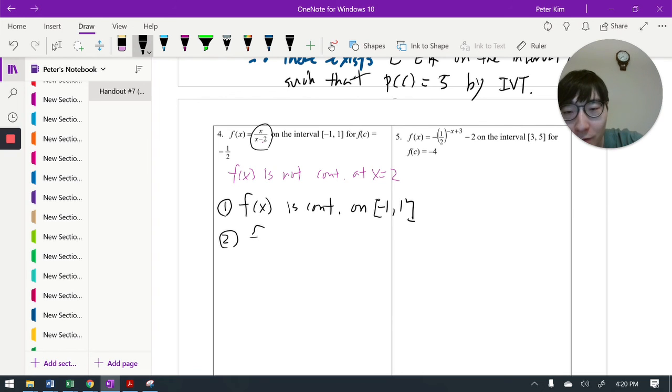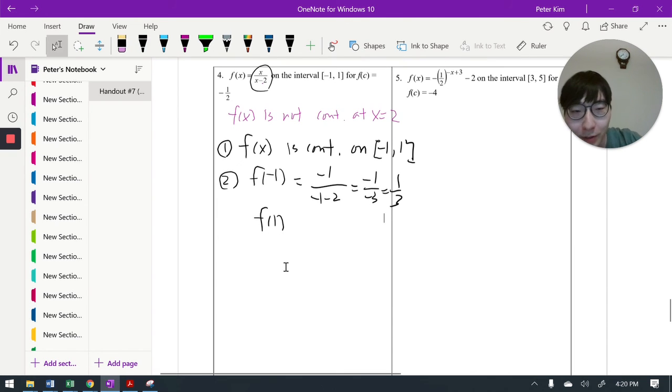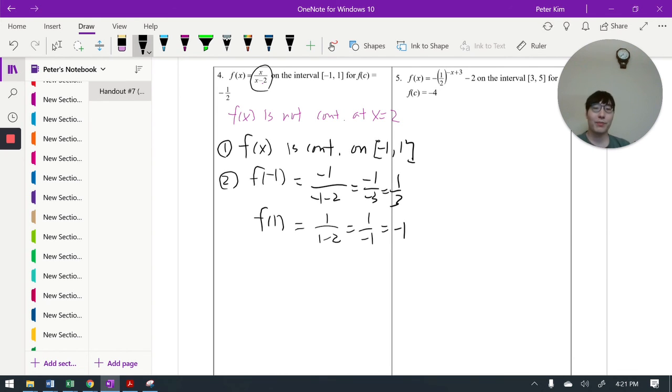So I have to find f of -1 and f of 1. What's f of -1? -1 over -1 minus 2, -1 over -3, which gives me 1/3. F of 1 will be 1 over 1 minus 2, which is 1 over -1, giving me -1. So is my -1/2 between 1/3 and -1? Yes, it is, because -1/2 is greater than -1 but less than 1/3.